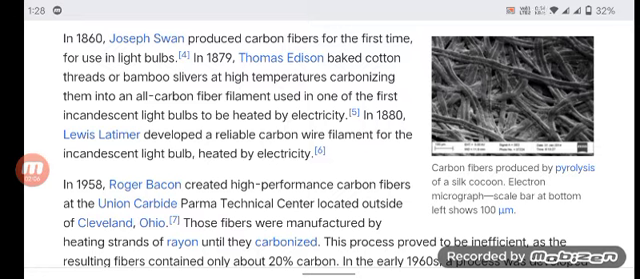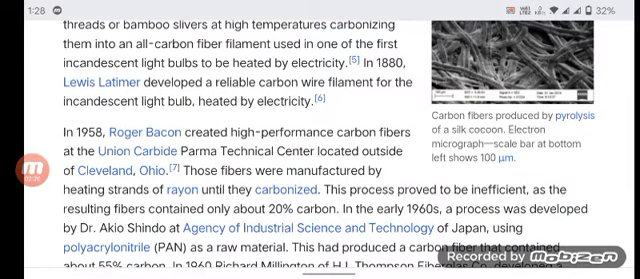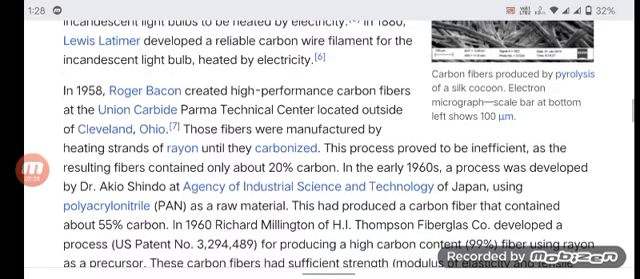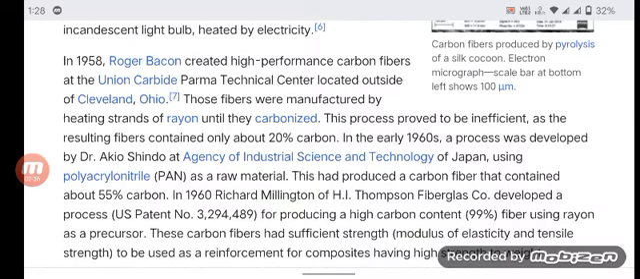In 1880, Lewis Latimer developed a reliable carbon wire filament for the incandescent light bulb heated by electricity. In 1958, Roger Bacon created high-performance carbon fibers at the Union Carbide Parma Technical Center, located outside Cleveland, by heating strands of rayon until they carbonized. This process proved to be inefficient, as the resulting fibers contained only about 20% carbon.